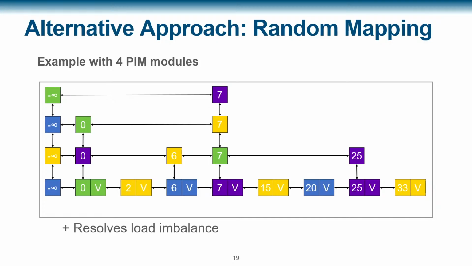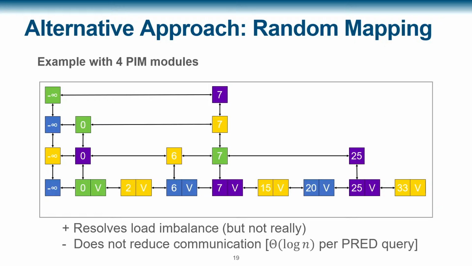And not only that, this actually doesn't really solve the load imbalance problem. I'll give you an example in a few slides. It just looks like it does. So you end up with log n communication per query, if there are n keys and binary search. And we want something more like constant communication per query. We want to just send the key we're looking up and get back the key and the value that's the answer. Okay.